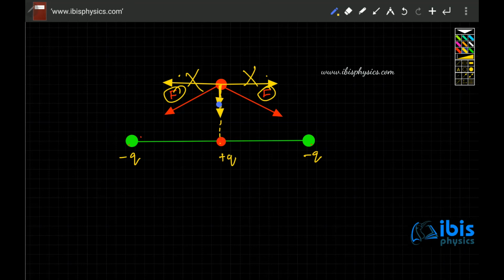So when you try to move this way, this vertical force will try to bring it back to the original position. If you try to move the other way, it will try to bring it back this way. Hence, this will be a more stable direction.